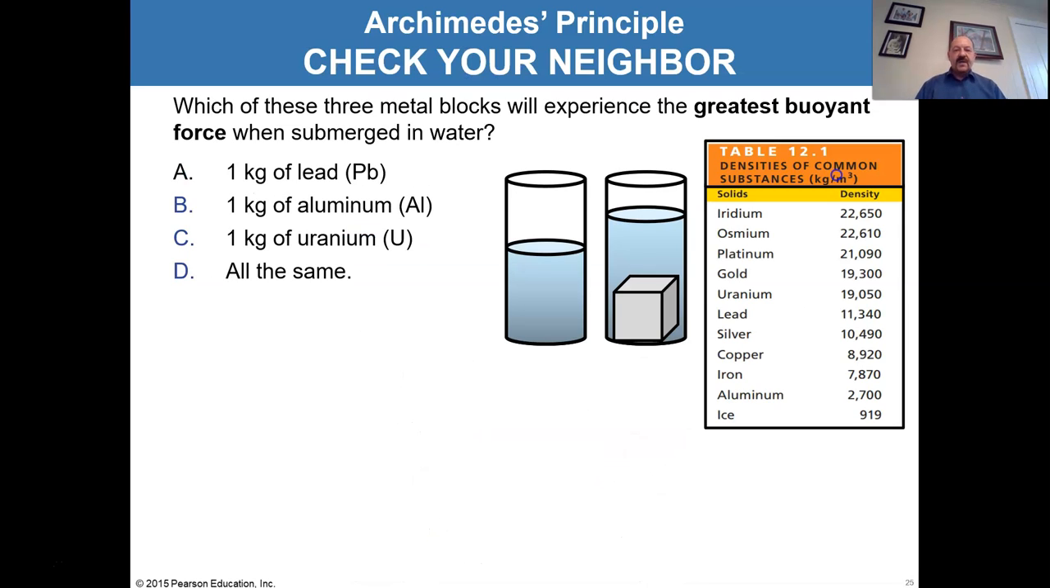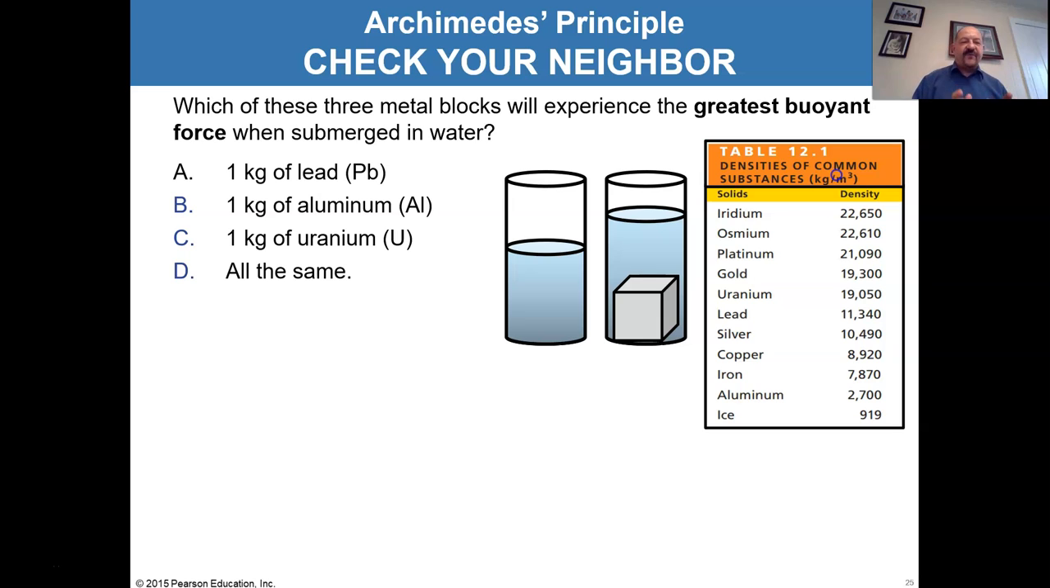Okay. So next question: which of these 3 metal blocks will experience the greatest buoyant force when submerged in water? They're all metal blocks. 1 kilogram of lead is Pb. 1 kilogram of aluminum, Al. 1 kilogram of uranium, U, or all of them the same. So we want which one has the greatest buoyant force.